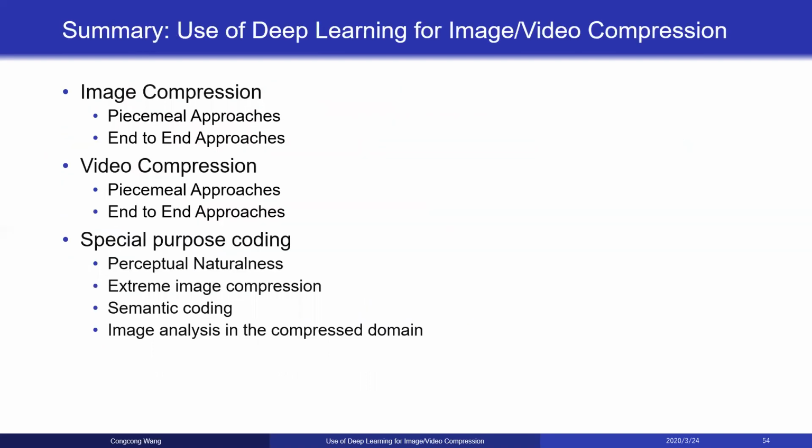So in summary, deep learning can be used as a tool for individual blocks of the traditional image and video compression framework. And also it can deepen the whole classical framework or try to propose new deep-based frameworks. Besides, deep learning is a flexible tool. It brings new opportunities for some special purpose coding, like using a generative model to predict perceptually pleasant results with a very high image compression rate.